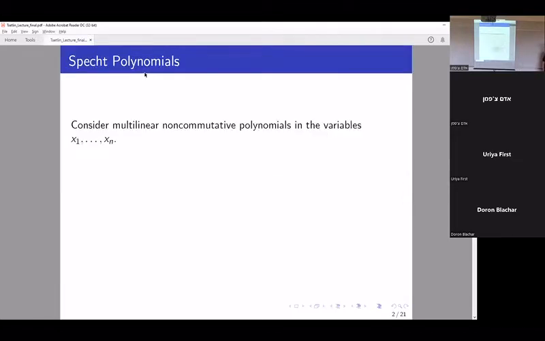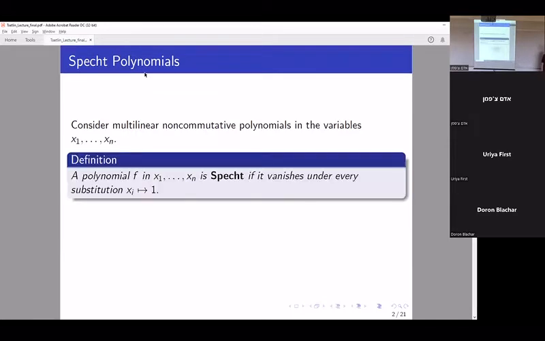So first, as a motivation, let's start by considering the space of all multilinear polynomials in non-commuting variables. This gives us a subspace, and we say that a polynomial is Specht if it vanishes under any substitution of the form xi maps to 1. What do you mean by non-commuting polynomial? The variables don't commute with themselves, but they commute with the base constants. With the constants, yes.